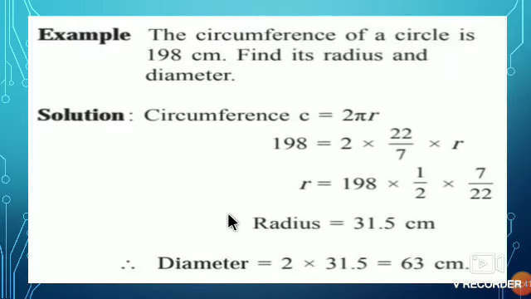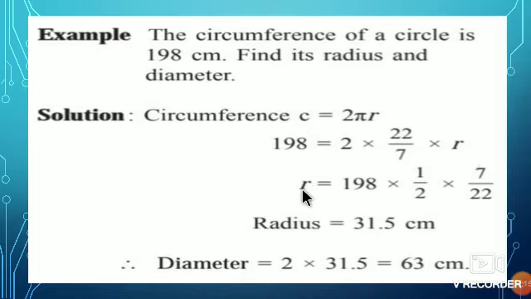Now one more example. The circumference of the circle is 198 centimeter. Find its radius and the diameter. In this example, circumference is given and we have to find out the radius and the diameter. We have to use the same formula. Circumference is equal to 2 pi r. This is 198 is equal to 2 into the value of pi, 22/7 into r. So r is equal to r.